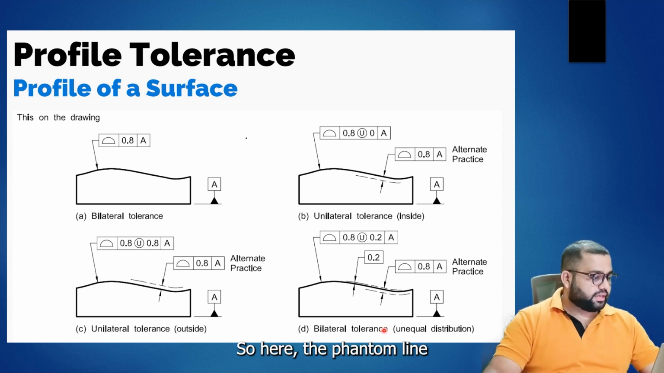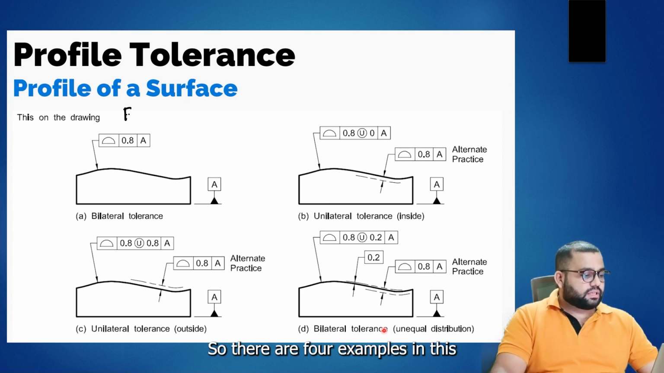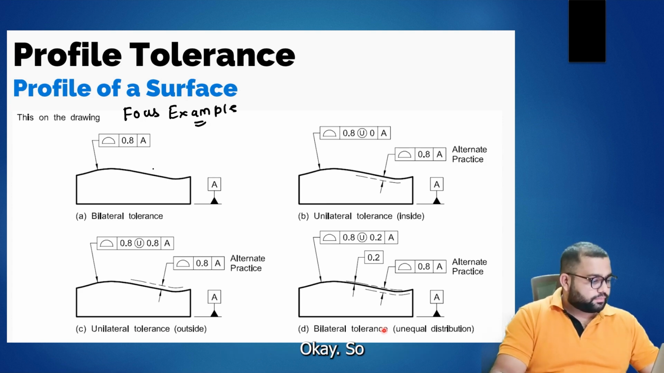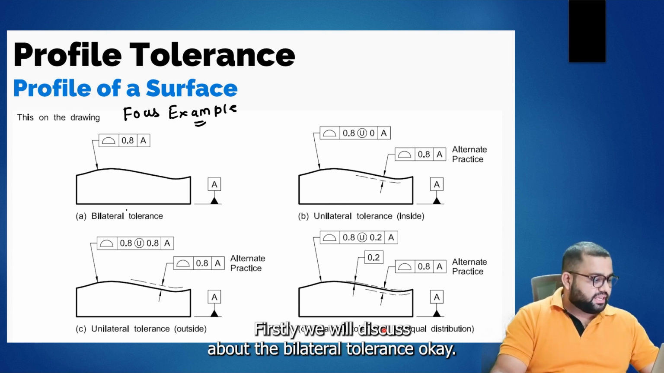Here the phantom line is inside the material. Okay, so there are four examples in this, and one by one we will understand. Next we have the profile of a surface, unequally disposed profile. Firstly, we will discuss the bilateral tolerance.